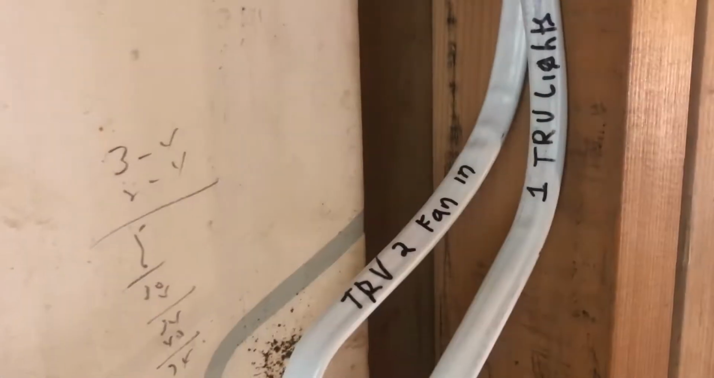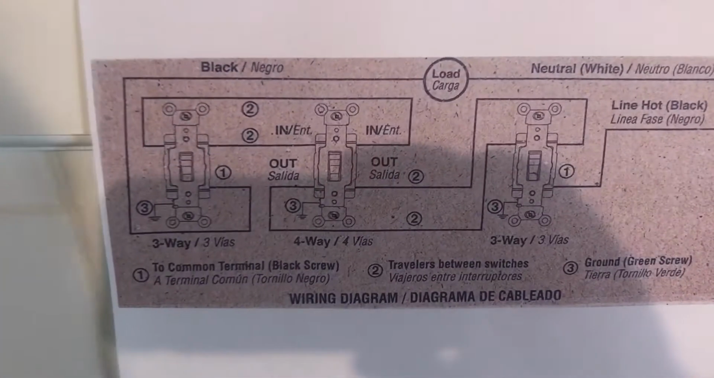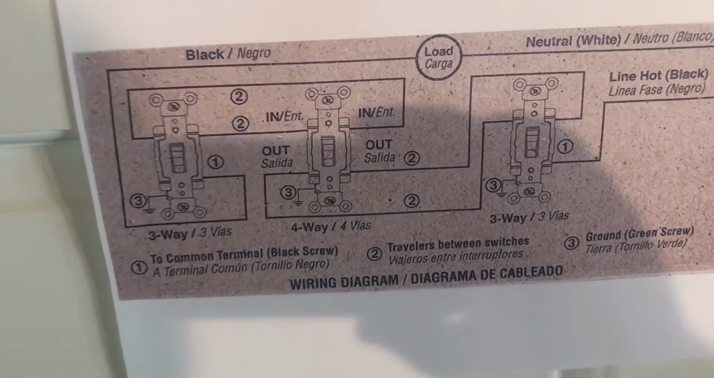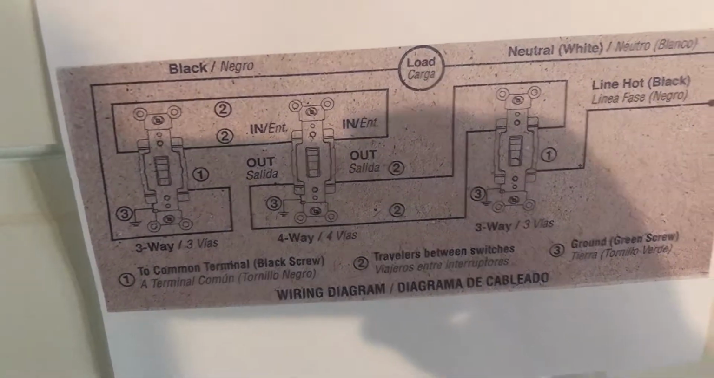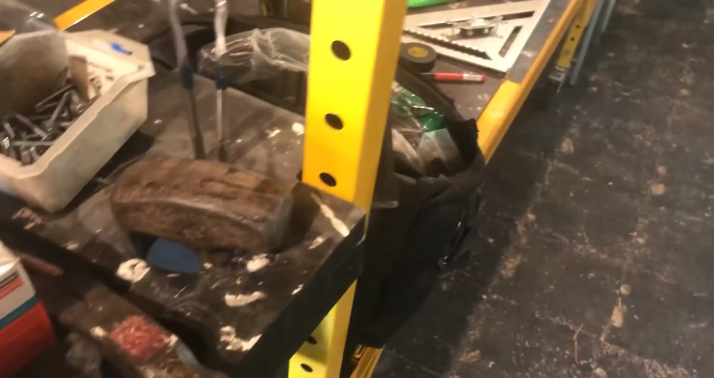I already ran my wires. I labeled them. I went off of this little chart here, which helps. But this is for 1 circuit, 4-way switch. I'm doing 2 circuits, 4-way switch. So apparently when you do that, the ends get 2 3-way switches.